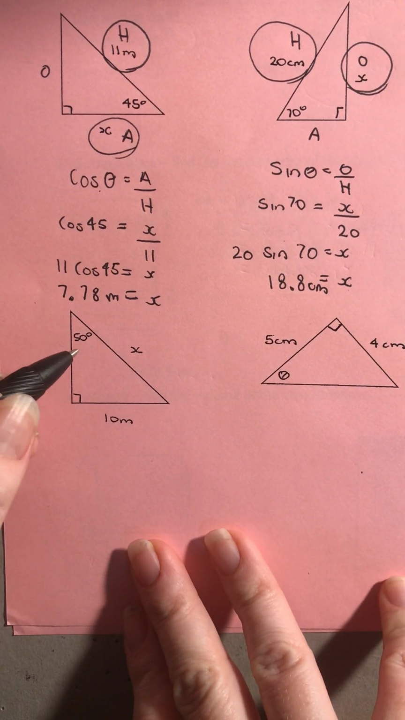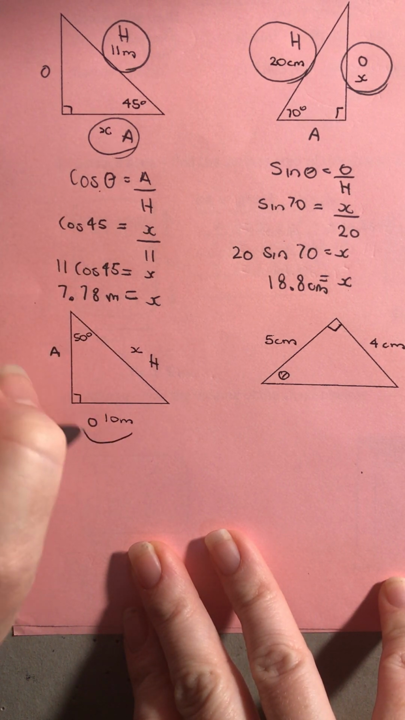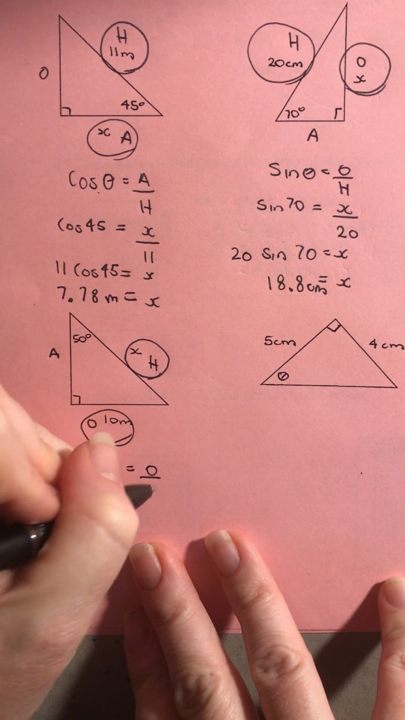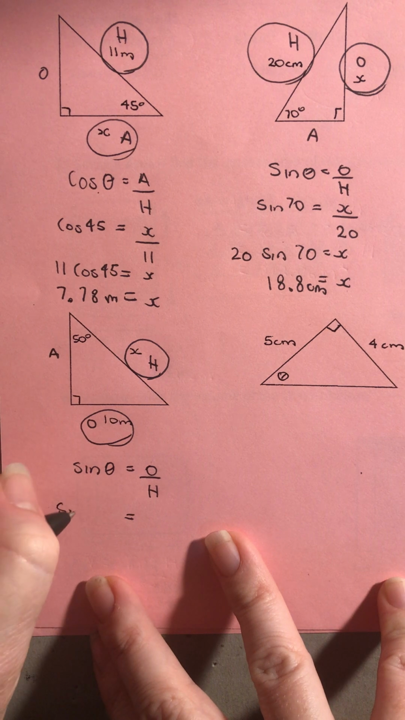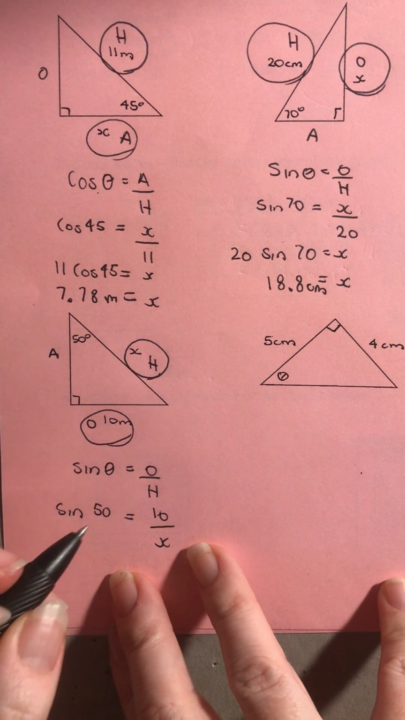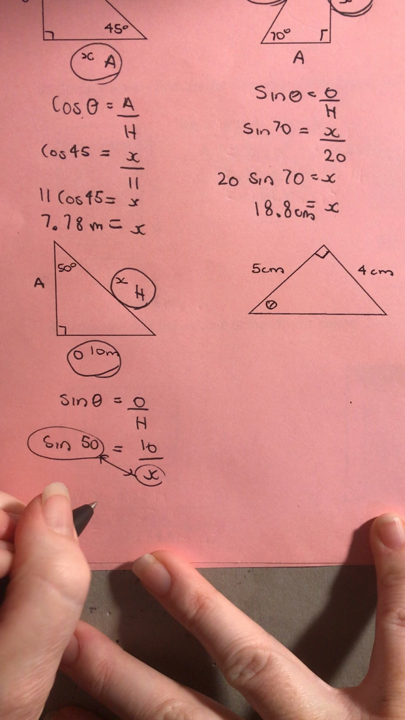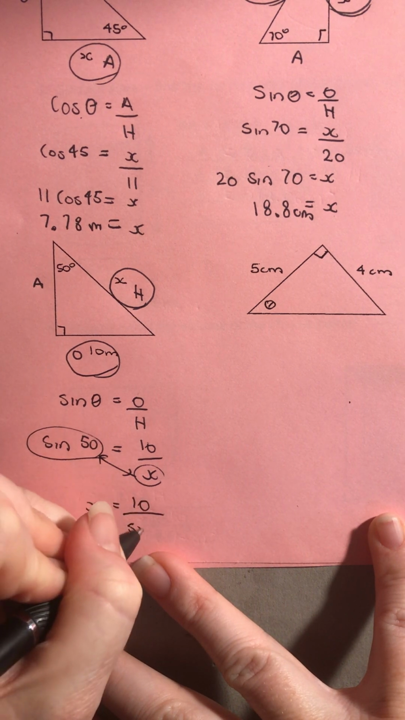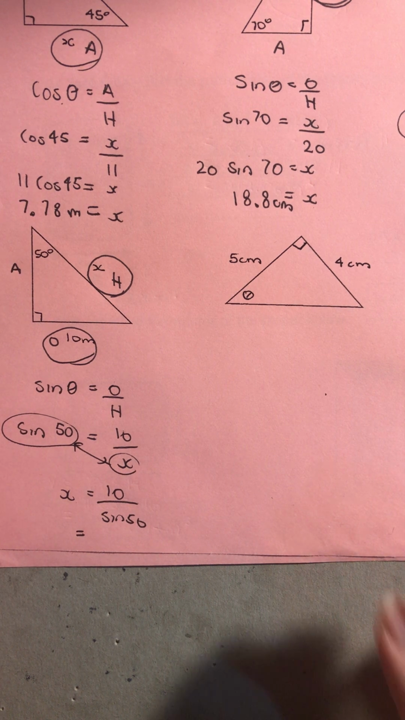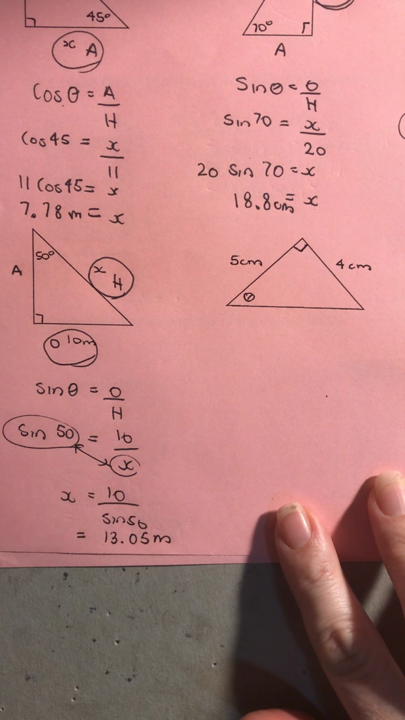Okay, so this one we're going to label our triangle A, O and H. So then I've got O and H there. That means I'm going to use the sine ratio. So I've got sine theta equals opposite over hypotenuse. So sine of 50 is equal to 10 over x. Same as the one on the line before, where we have the x on the bottom, so we make them switch sides. X is equal to 10 on sine 50. So we will do 10 divided by sine 50, and we get 13.05, and that is metres.